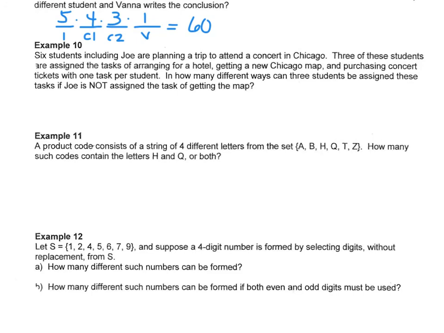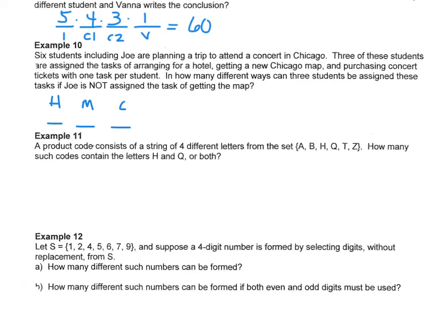Example 10. 6 students, including Joe, so 6 total, are planning a trip to attend a concert in Chicago. 3 of these students are assigned the task of arranging for a hotel, getting a new Chicago map, and purchasing a concert ticket. So that's hotel, map, and concert. The next part says, in how many different ways can the 3 students be assigned these tasks if Joe is not assigned the task of getting the map?